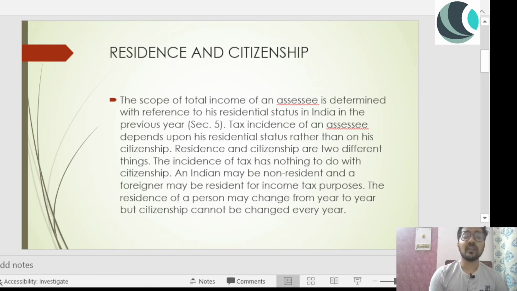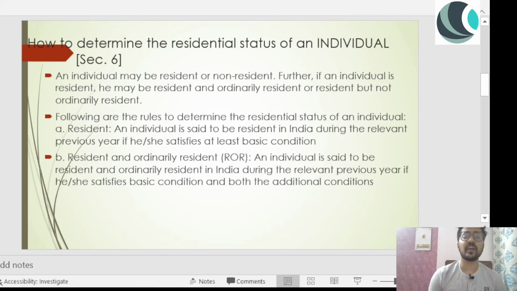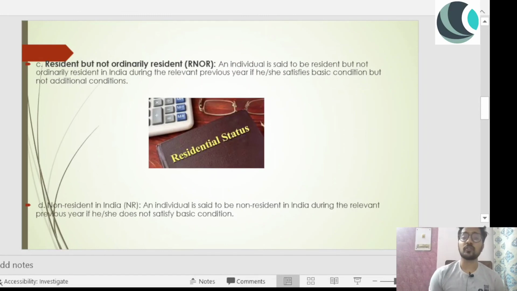I hope I made myself very clear. I know it is a bit confusing, because you might be revising this after a long time. It might be confusing to some, but if you are well versed with income tax, it will be a piece of cake. So it is all about the resident and non-resident.